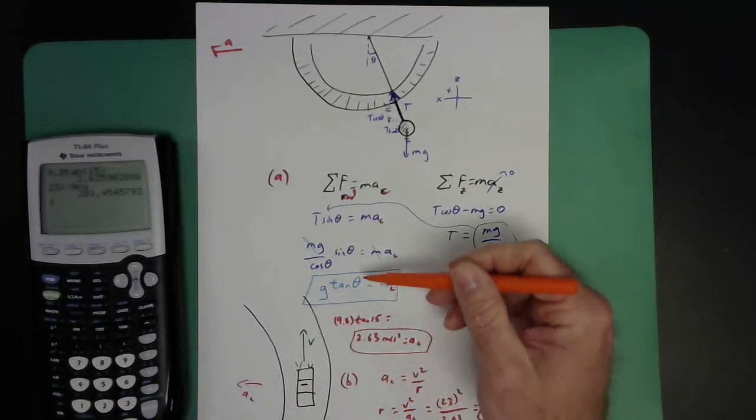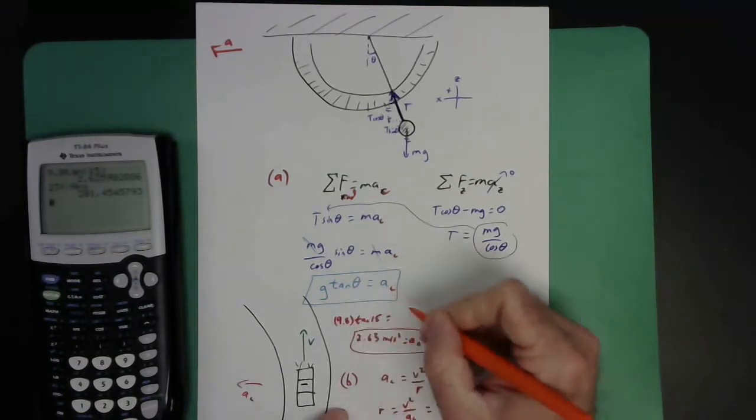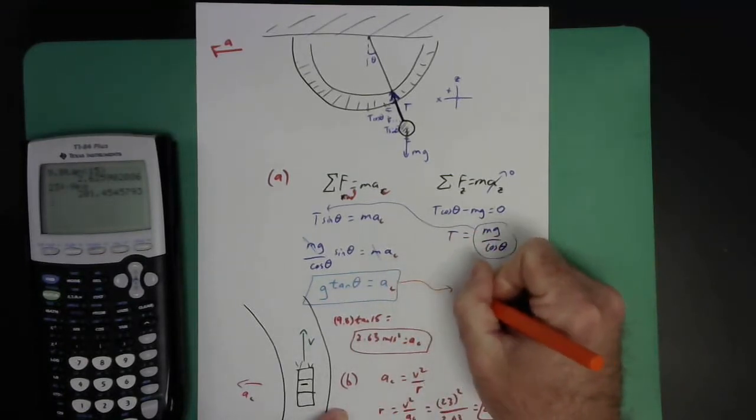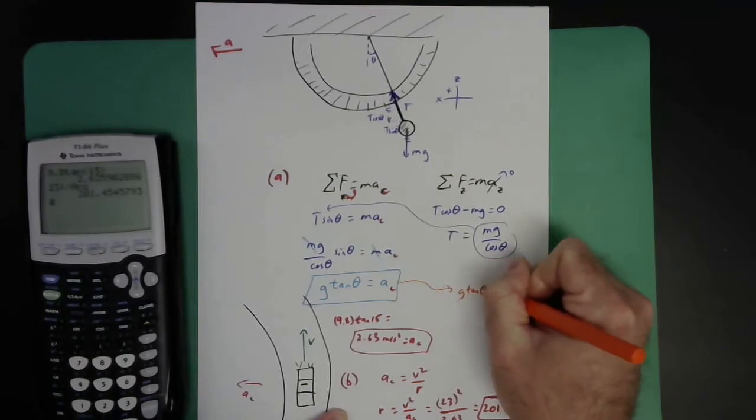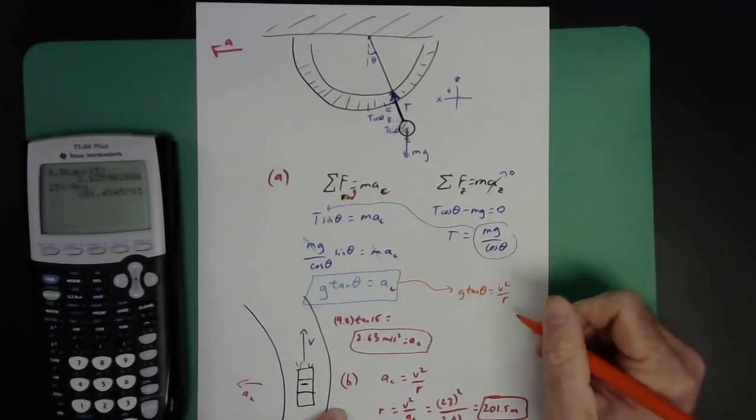They didn't tell me AC, but they told me the deflection angle. So basically I'm going to say, okay, fine, be that way. Coming over from this, g tan theta is AC, right? And AC is v squared over r. They want to know the speed.